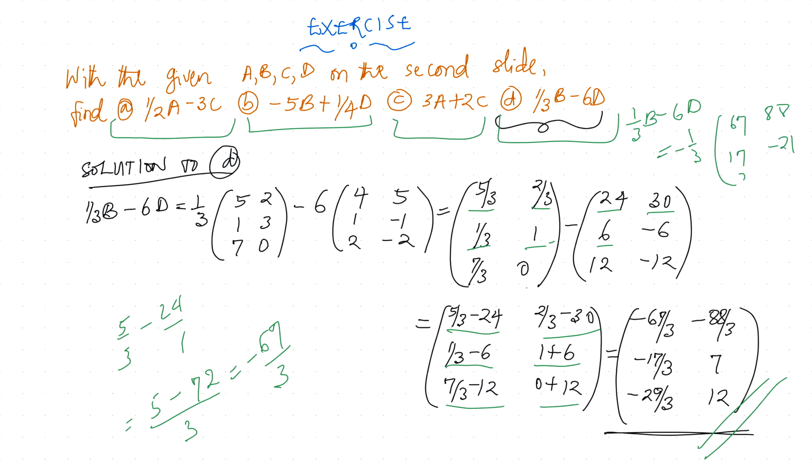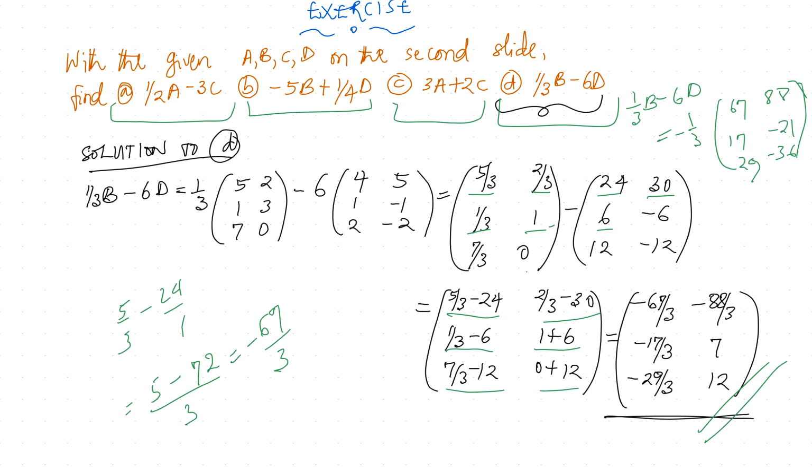And then the last one would be, since you brought out minus 1 over 3, you can multiply the whole numbers by minus 3. So minus 3 times 7 gives minus 21. The minus 3 times 12 should be minus 36. So the idea is if you multiply through by minus 1 over 3, you get this same thing. So you can leave it this way, of course, but you can also tidy it up if you choose like that. So if you want to tidy it up this way and you bring out minus 1 over 3, you have 1 over 3B minus 6D is minus 1 over 3 into 67, 88, 17, minus 21, 29, and minus 36. And on that note, we have come to the end of the class.